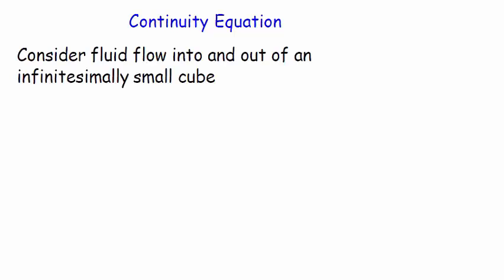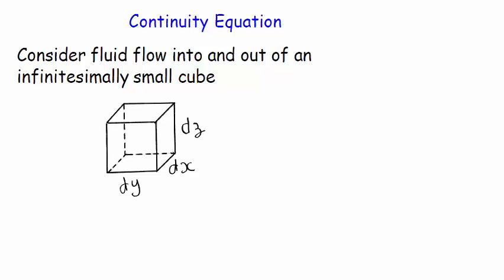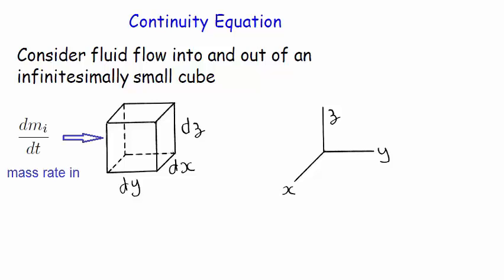Now let's use the ideas we've explored to derive the continuity equation. So consider a fluid flowing into and out of an infinitesimally small cube, given by this. The x, y, and z axes are given in this orientation. Let the rate of change of mass of fluid flowing into the cube be given by this expression with the subscript I, and let the rate of change of mass flowing out of the cube be given by this expression with a subscript O.